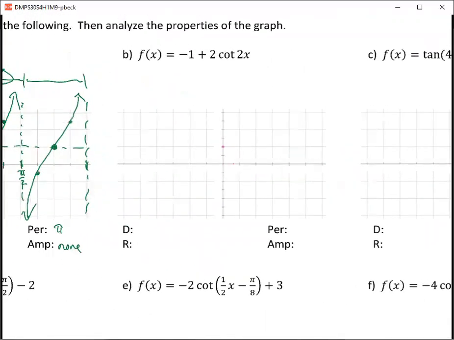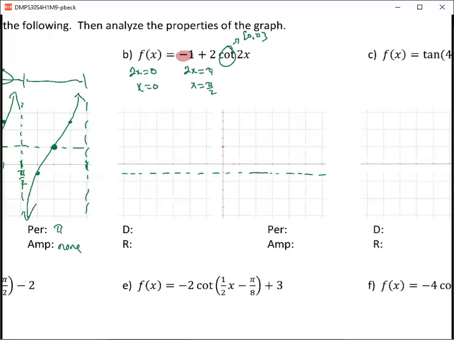So for b, first thing we're going to look at is what is that equilibrium, which in this case is negative 1. The second thing we're going to look at is we set what's inside equal. This is cotangent now, and our normal graph of cotangent goes from 0 to pi. So we're going to set 2x equal to 0 for our start. We're going to set 2x equal to pi for our end. That's going to give us x equals 0 and x equals pi over 2.